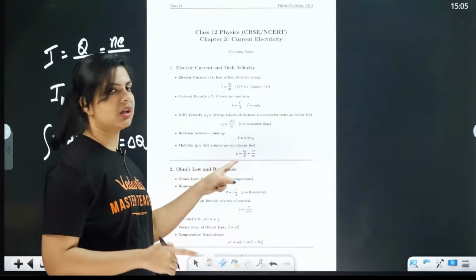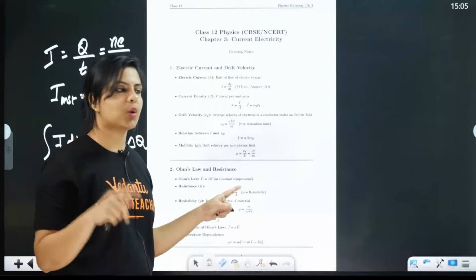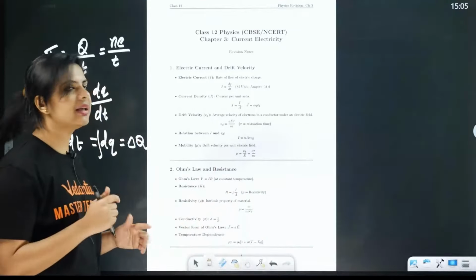Next, if you just put in the drift velocity equation, you will get the mobility as E tau by m. E will get cancelled.